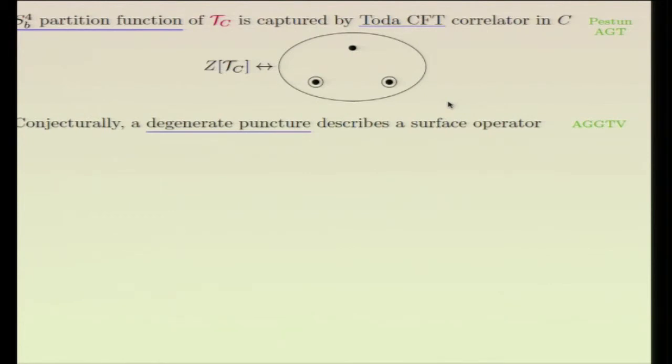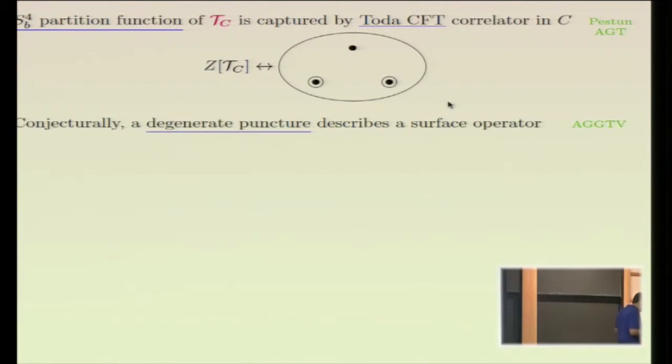Now let me go back. So how can we test this idea? One way is that it's known from the work of AGT that the four-sphere partition function of the 4-dimensional theory that wraps this punctured Riemann surface can be given by a Toda CFT correlator on the punctured Riemann surface. Shortly after this, it was conjectured that adding a degenerate puncture to this Riemann surface corresponds to inserting some surface operator, but there was no idea what this surface operator could be.